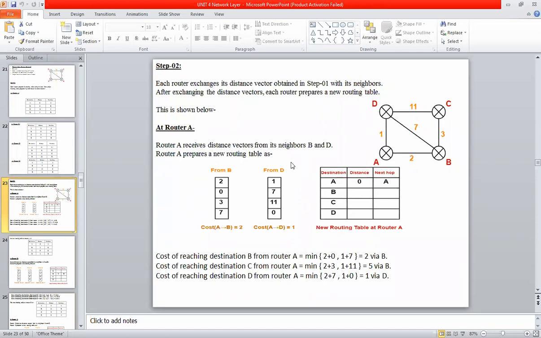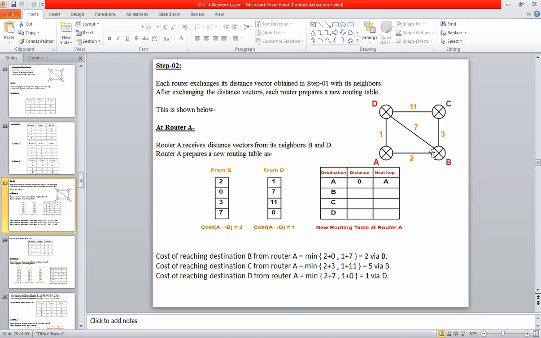For example, here it is given from B and from D. You are considering the router as A, and A is directly connected to B and to D. With respect to the remaining two routers, B and D, see here, B to A, you are considering router A. This is very, very important. Keep in mind, give concentration to this. For updating the table of router A, A is connected to B and A is connected to D, from router B.